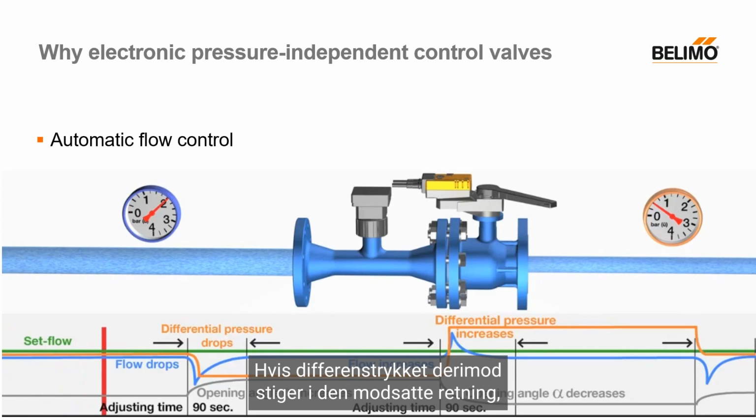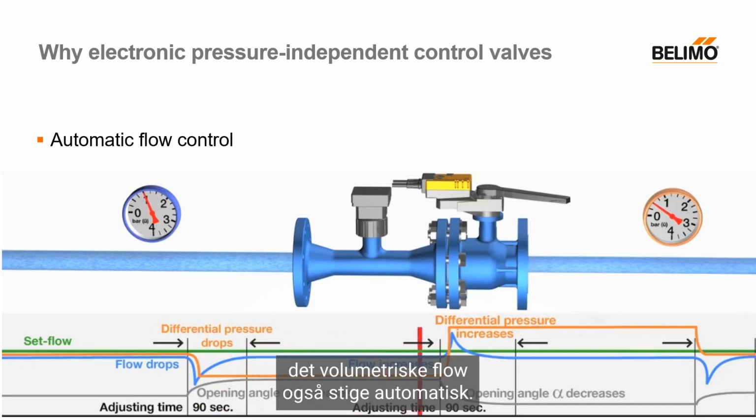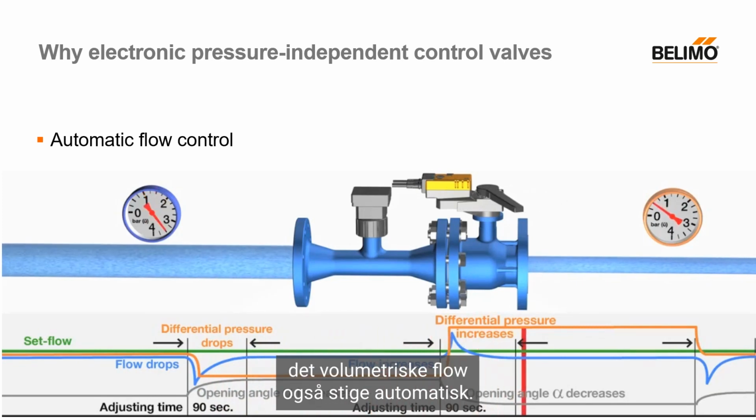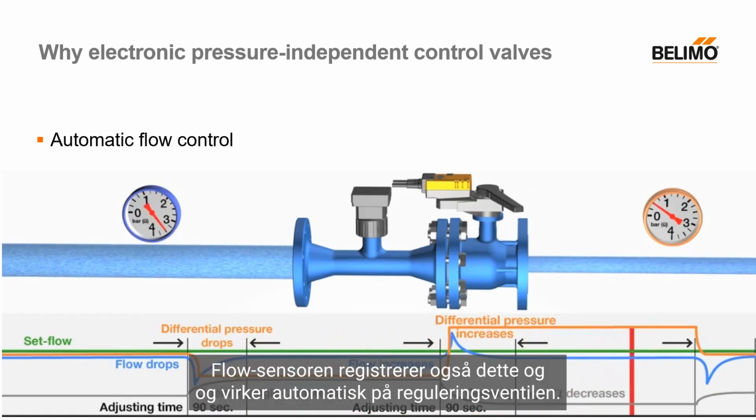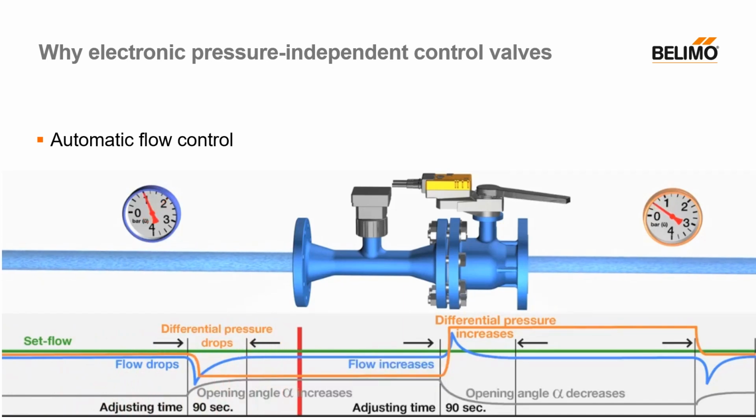If, however, the differential pressure increases in the opposite case, for example, because several consumers close, the volumetric flow also increases automatically. The flow sensor also detects this and automatically acts on the control valve. This closes until the actual and target volume flow is identical in this case.